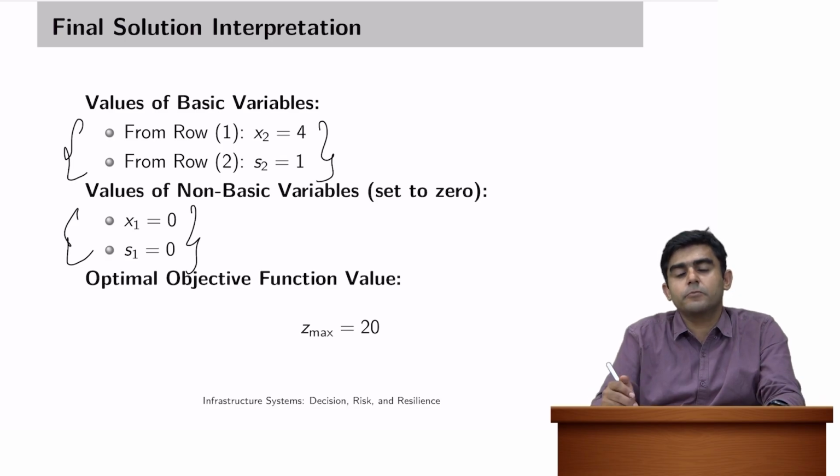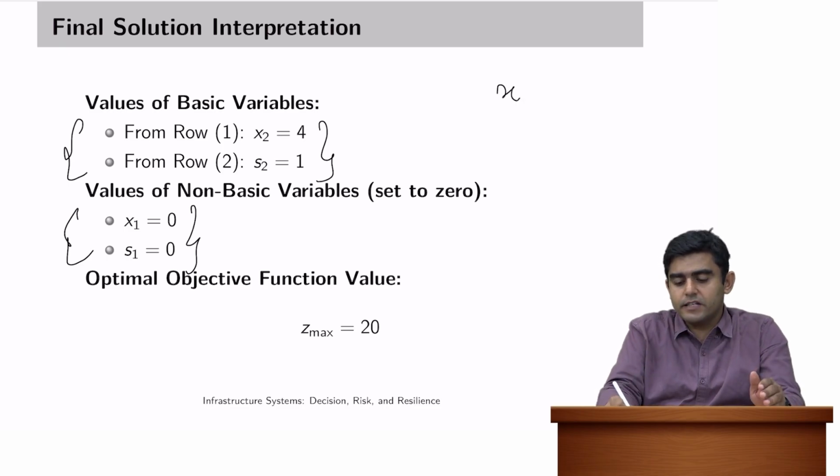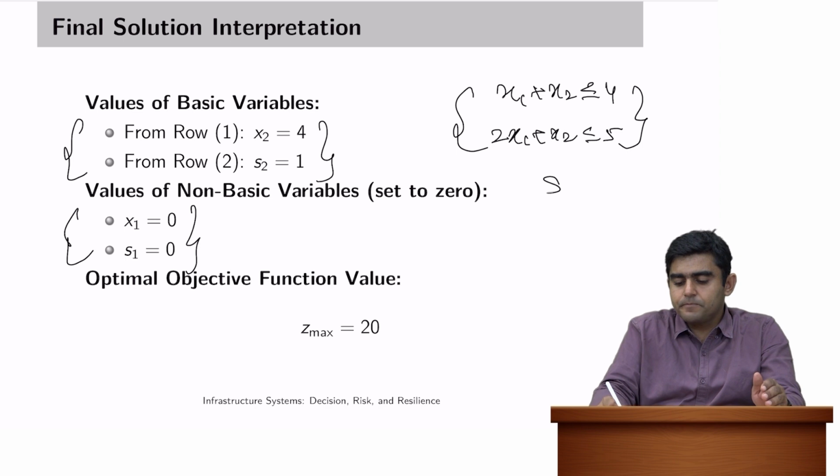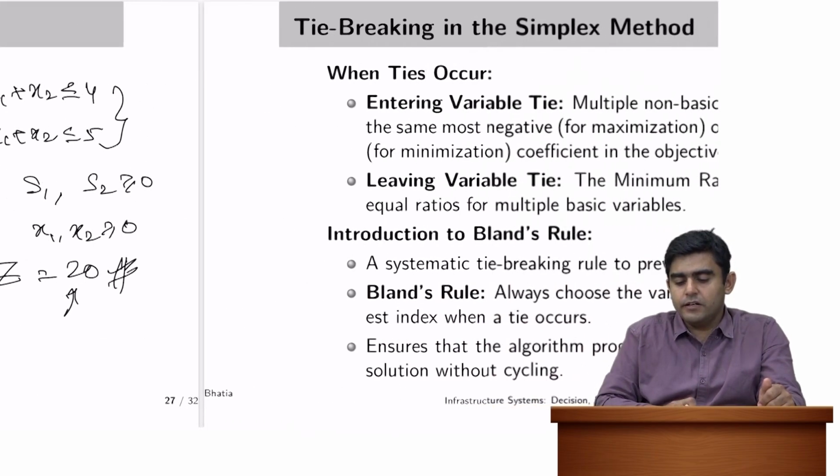So if you have learned linear programming problems earlier, sometimes you may think, oh, how can this be an admissible solution? This is an admissible solution because both the constraints that we had, that is x1 plus x2 less than or equal to 4 and 2x1 plus x2 less than or equal to 5, are satisfied. S1 and S2 are both greater than or equal to 0, and x1 and x2 are both greater than or equal to 0. Z takes the value of 20, and there is no further corner point or extreme point to which you can go and improve this particular solution. So this indeed is a feasible solution.